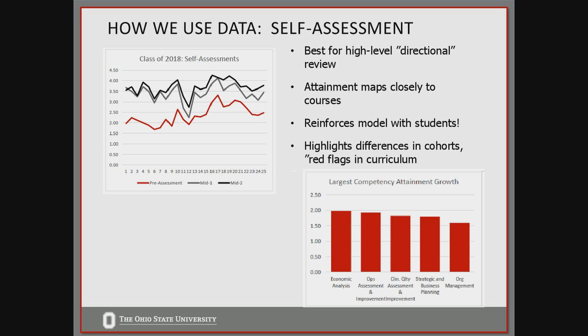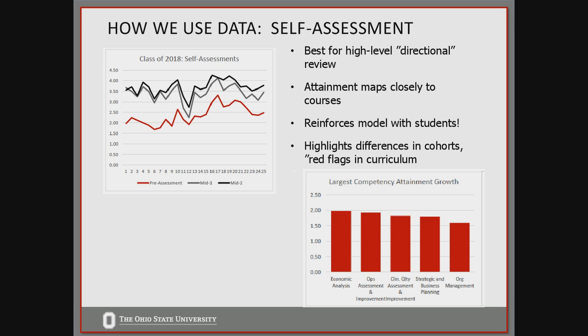sort of similar pattern across the competencies, which run on the bottom. We also look at every term where we see the gains in competencies, and that's down at the bottom. And that really maps closely to courses. So for instance, if you look at the example that I have, this was at the end of the first year where they took economic analysis, operations, they took strategy, and you can see their biggest gains in competency were in those areas.